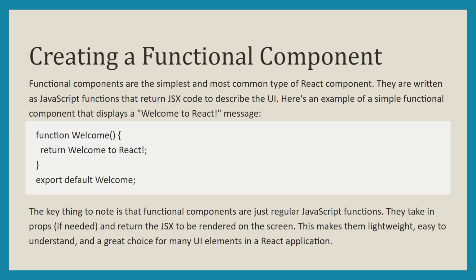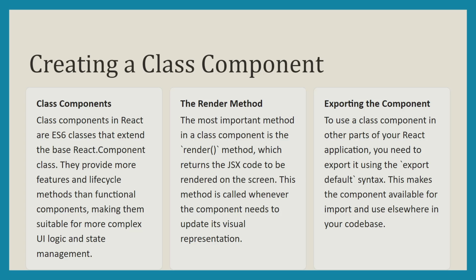Okay, so now let's talk about creating a functional component. Functional components are the simplest and most common type of React component. They are written as JavaScript functions that return JSX code to describe the UI. Here's an example of a simple functional component that displays a welcome to React message. Function Welcome, return Welcome to React!, export default Welcome. The key thing to note in this code is that functional components are just like regular JavaScript functions. They take in props if necessary and return the JSX code to be rendered on the screen. This makes them very lightweight, easy to understand, and a great choice for many UI elements in a React application.